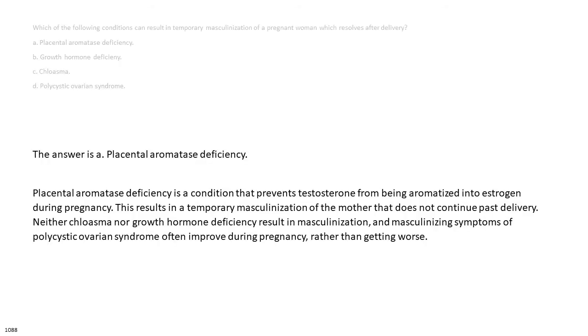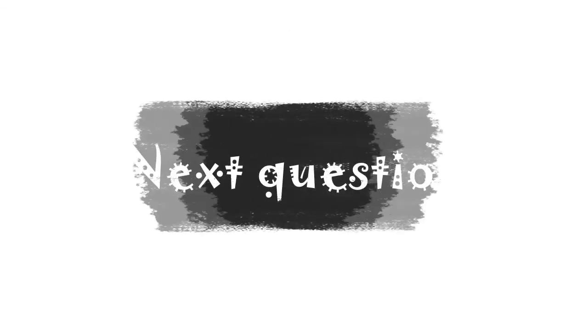The answer is A. Placental aromatase deficiency. Placental aromatase deficiency is a condition that prevents testosterone from being aromatized into estrogen during pregnancy. This results in a temporary masculinization of the mother that does not continue past delivery. Neither melasma nor growth hormone deficiency result in masculinization, and masculinizing symptoms of polycystic ovarian syndrome often improve during pregnancy, rather than getting worse.